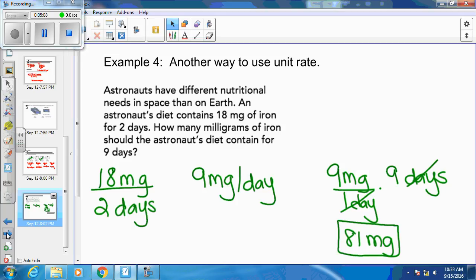Now, on this, some of you, as soon as you found out the 9 milligrams per day, probably just multiplied by 9. But I wanted to show it here, 9 milligrams per day times 9 days, to show that the unit days simplified, and we were left simply with 81 milligrams.